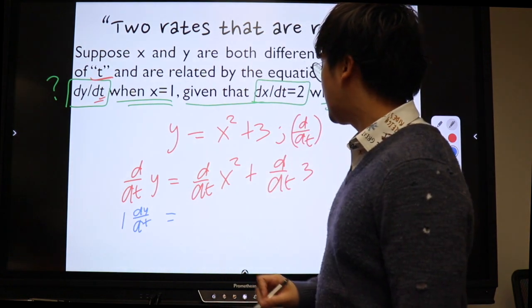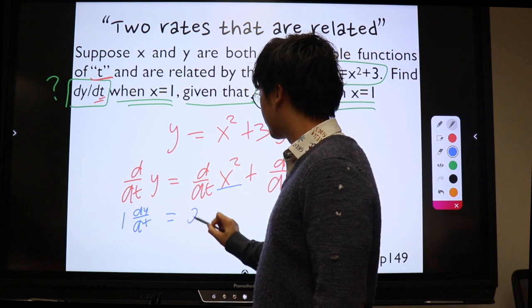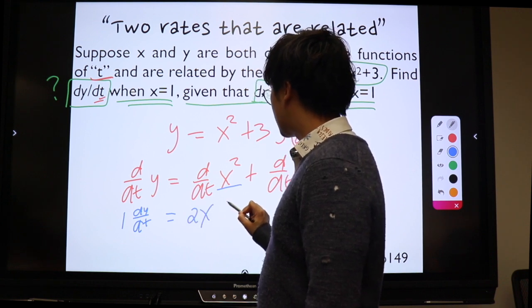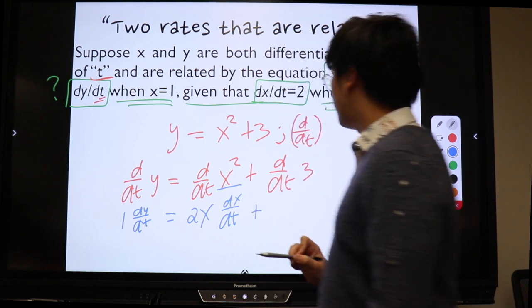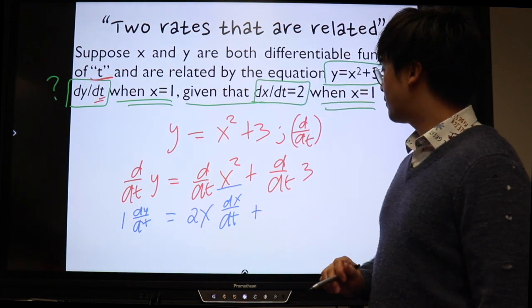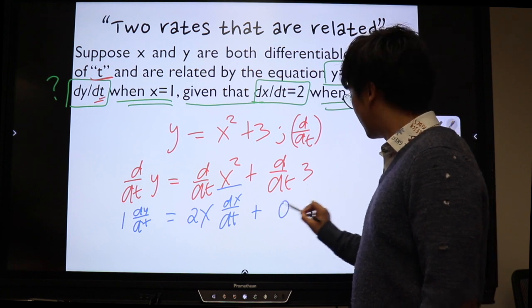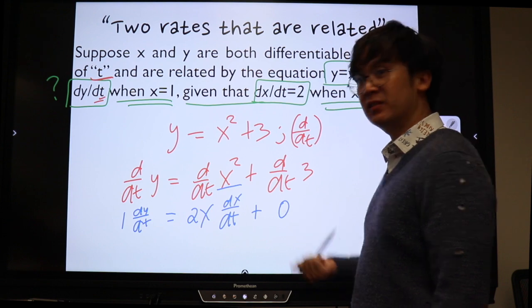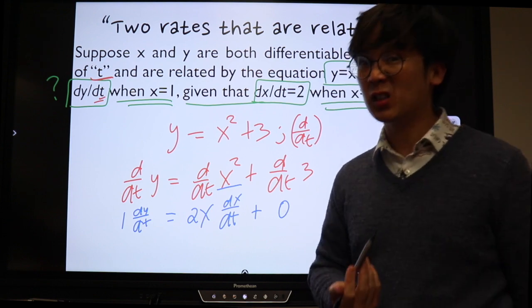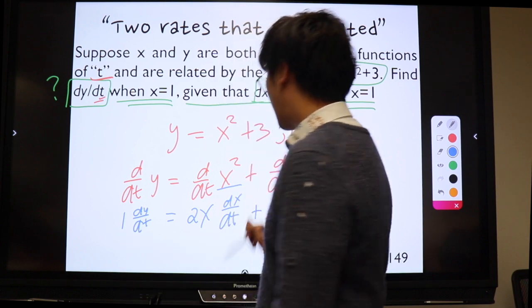d dt of x squared. So the derivative of x squared is? 2x, and it's dx dt. Plus the derivative of 3 is 0 with respect to time, so it's just going to be 0, right? Because any number multiplied by 0 is just going to be 0. So ultimately, we have a function now.